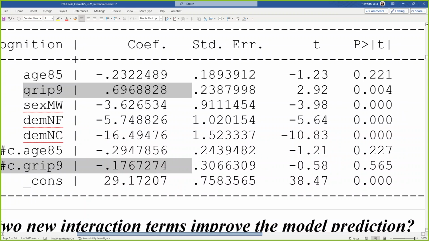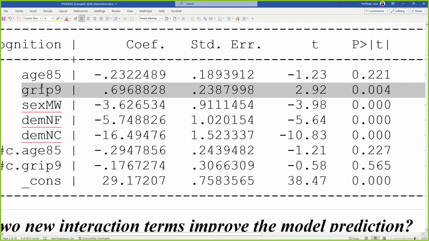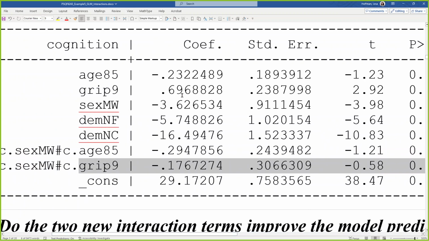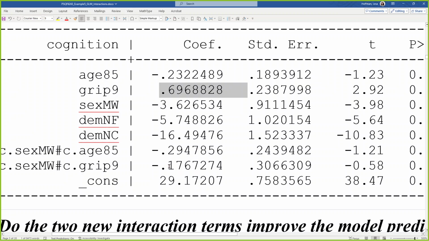So I know that in men, grip strength is significantly uniquely related to cognition. I know that in women it is less related, although non-significantly, but I don't know what it is. Now I can do the math. What's 0.7 minus 0.18?